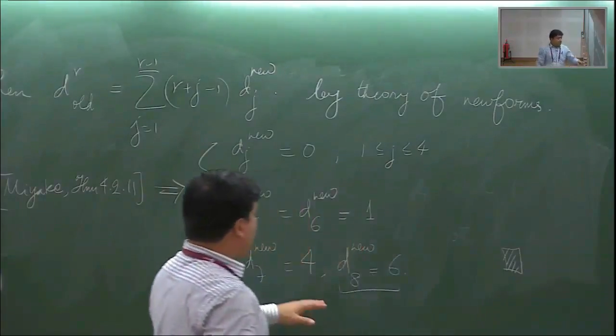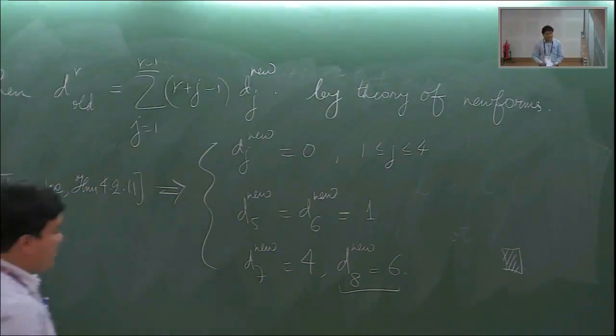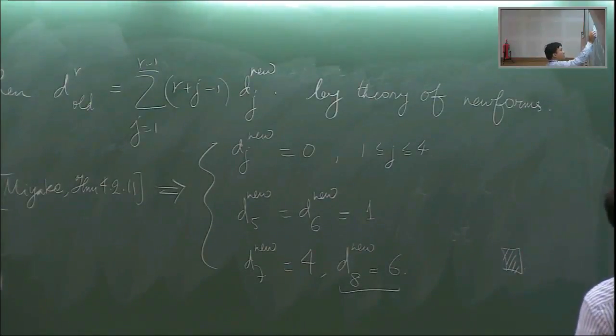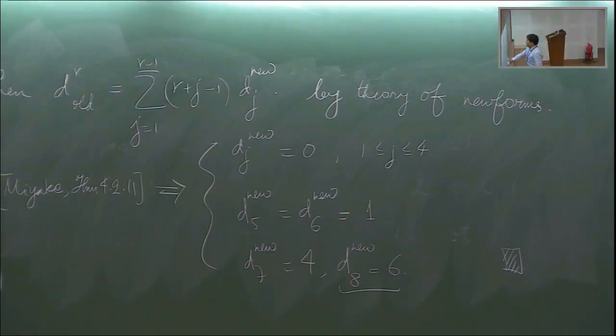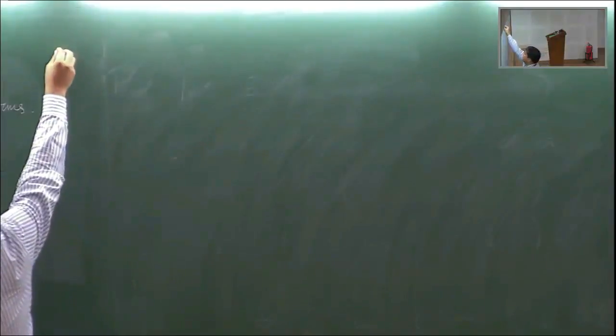Okay, so the idea is to write down these newforms explicitly. Okay. For that, let me just explain to you briefly how to write down newforms. Okay, so sometimes you have to just take a pencil and pen and then write down the newforms. But before that, let me explain something.